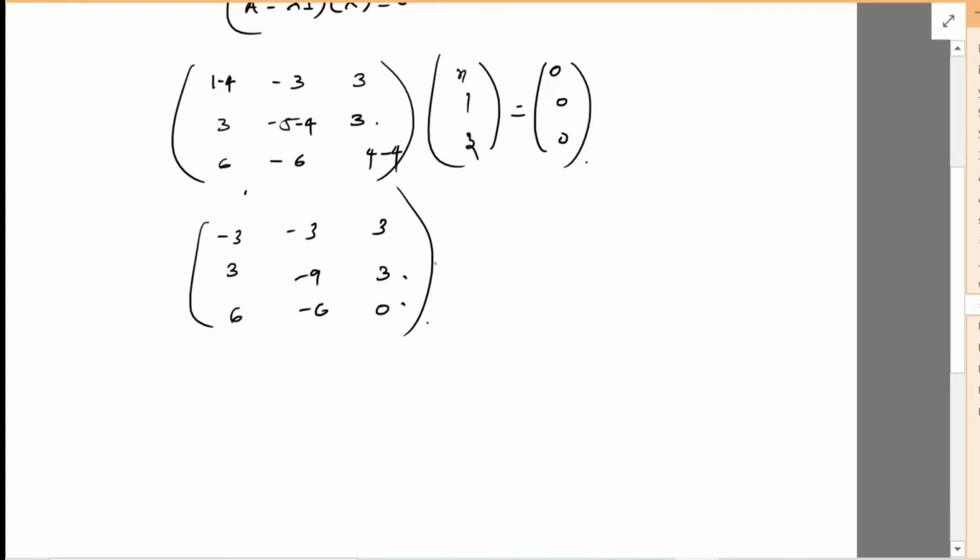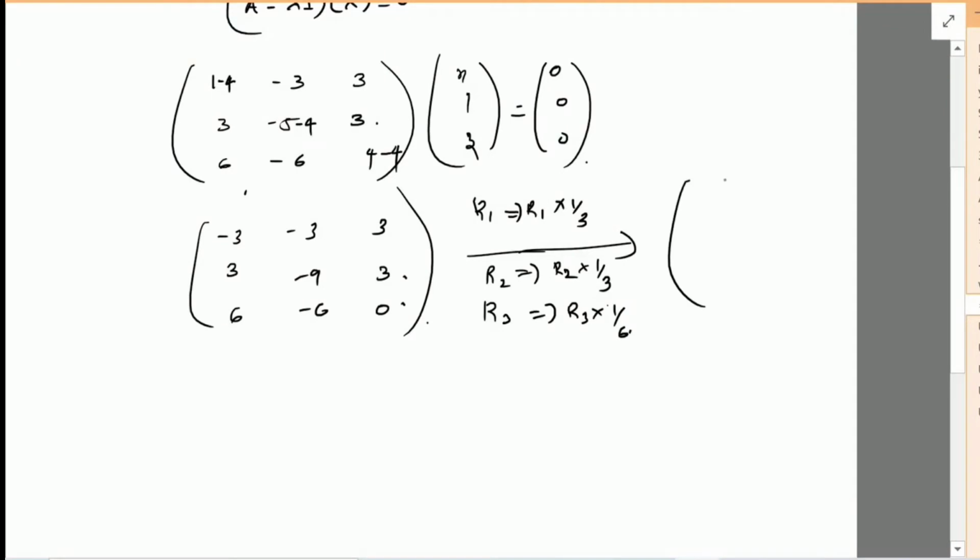So we can avoid the common factors. In each of the first two rows we can see that there is a common factor 3. In the third row there is a common factor 6. So R1 changes to R1 times 1 by 3, R2 changes to R2 times 1 by 3, and R3 changes to R3 times 1 by 6. So that will be minus 1, minus 1, 1; 1, minus 3, 1; 1, minus 1, 0.